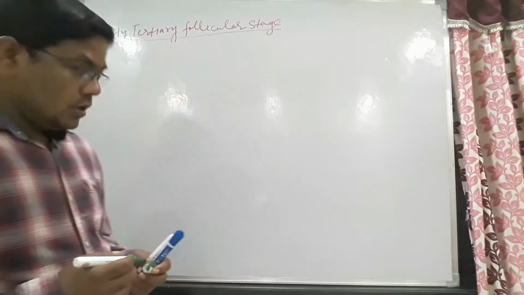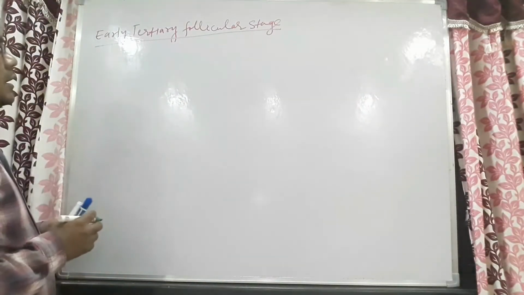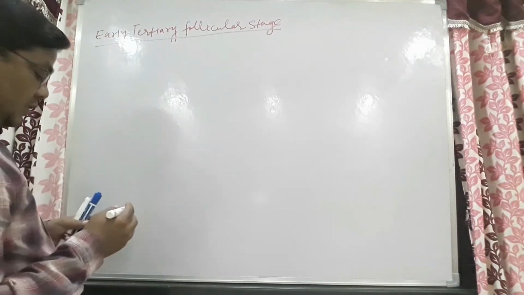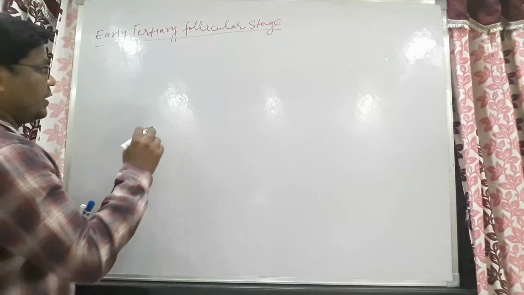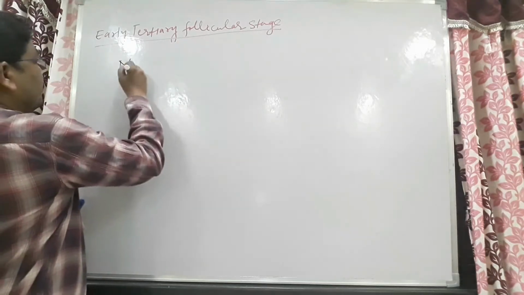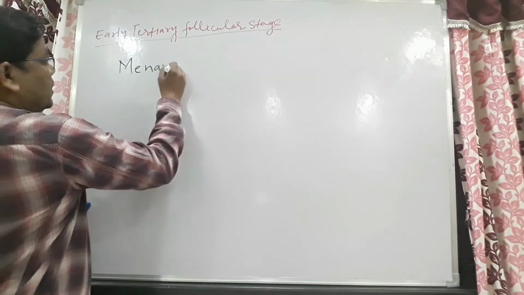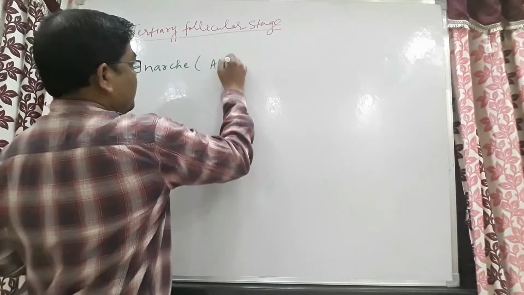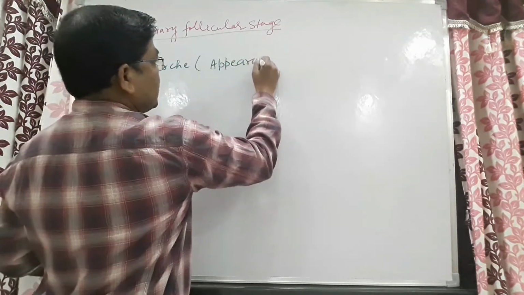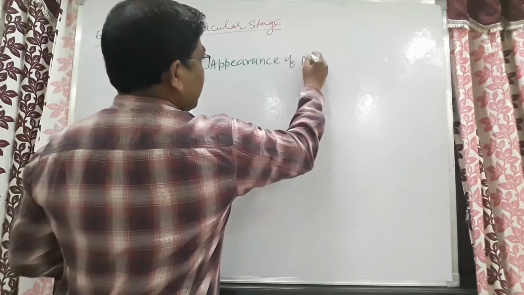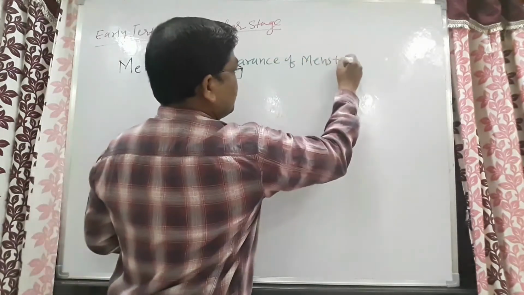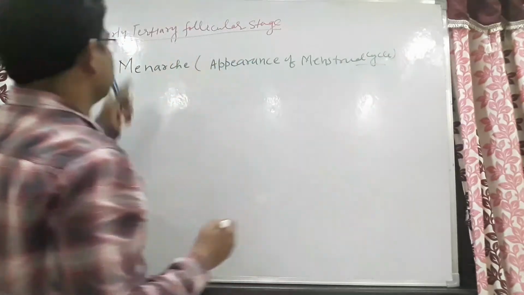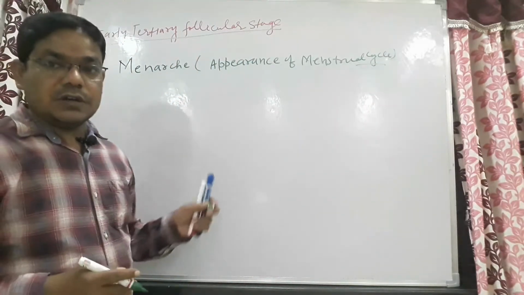Now come to the regulation of the early tertiary follicular stage. This early tertiary follicular stage is attained at the time of menarche, that means at the time of appearance of the menstrual cycle. The stage before this was the secondary follicular stage.